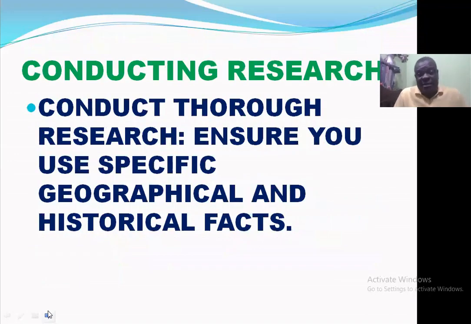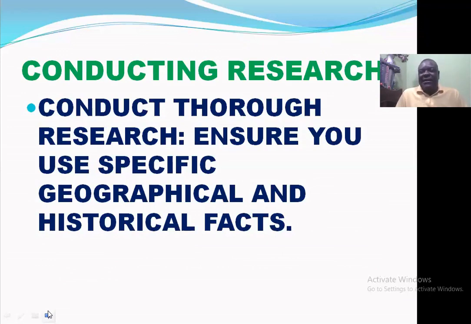Then the next thing is conducting research. You need to conduct thorough research to ensure that you use specific geographical and historical facts. Now, if you are writing a story, it doesn't make sense to write a story that is supposed to have taken place in the year 1990.